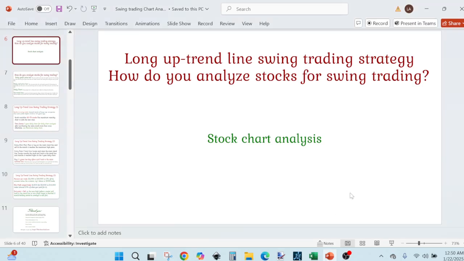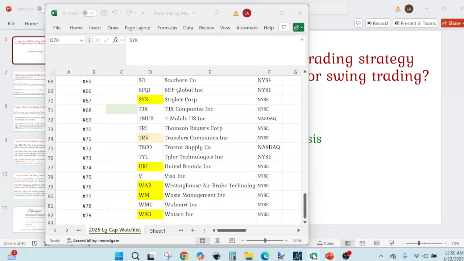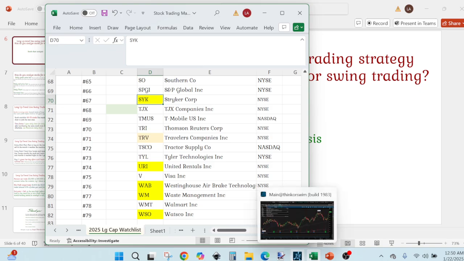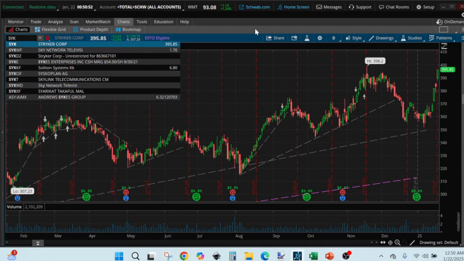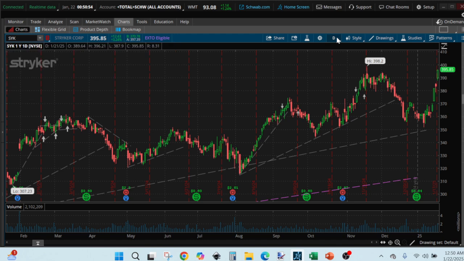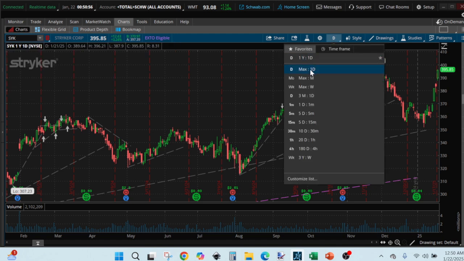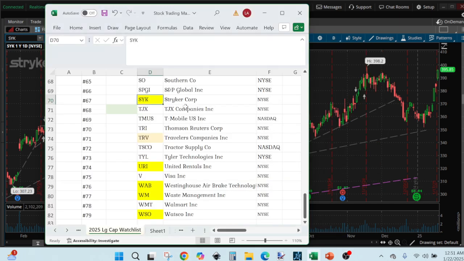Hello, how do you analyze stocks for swing trading if you are using the long up trend swing trading strategy? We have our stock watch list and we have the Thinkorswim platform open. You use a 1 year daily chart or maximum daily chart, and as a swing trader you can swing trade on the daily chart, and the time frame can be maximum daily chart or 1 year daily chart, or use both. So the next one we are going to analyze is TJX.